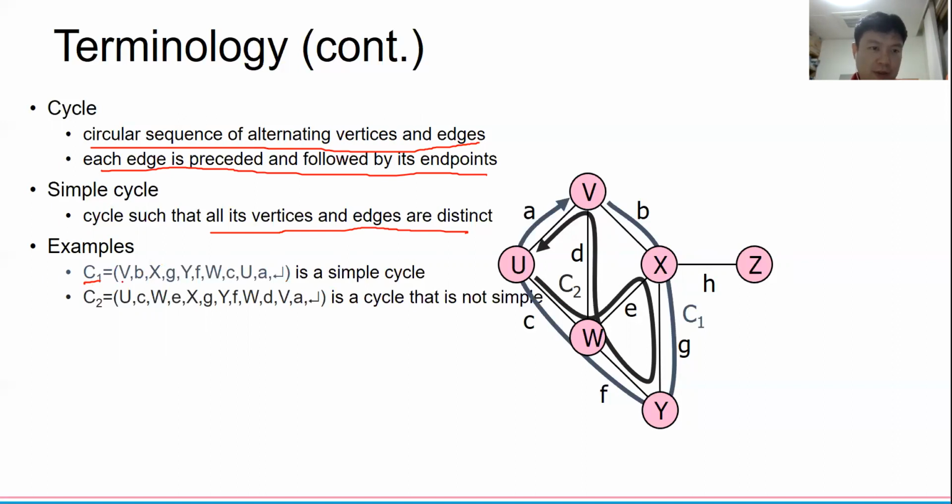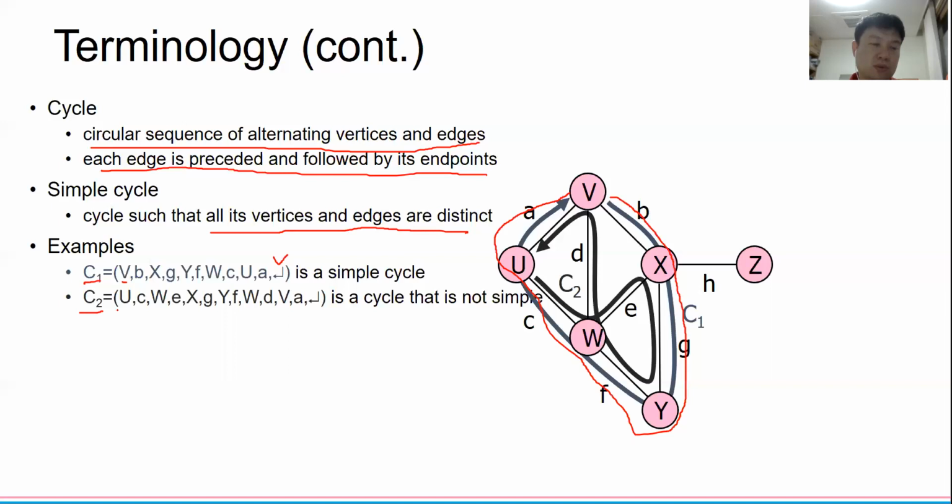So let's see. If we start from V, we have the C1. We go to B, which is the X, and then go to G, and then Y, and then we go to F, and then to W, and then to C, and then to U, and then to A, and return back to V. The representation of the last vertex or the endpoint is just giving the cycle symbol. We call this a simple cycle because there are no same vertices and edges.